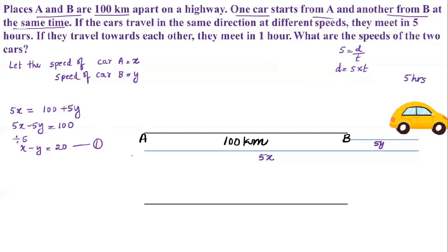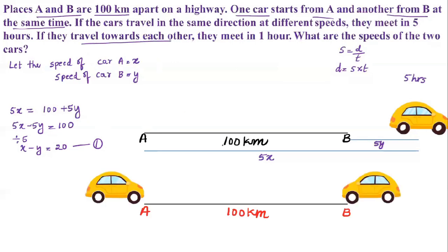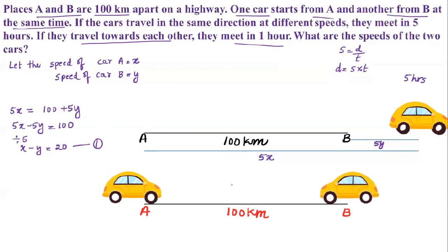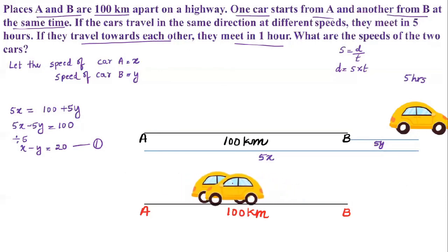Now see another statement. A and B are 100 km apart. If the cars travel towards each other, they meet in 1 hour. The time taken by both the cars is 1 hour to meet each other.